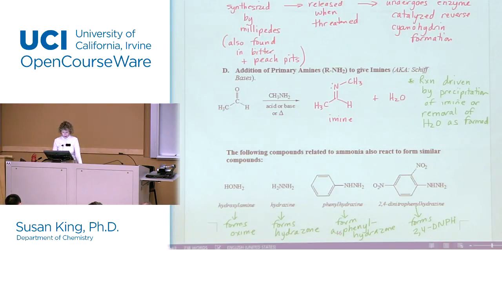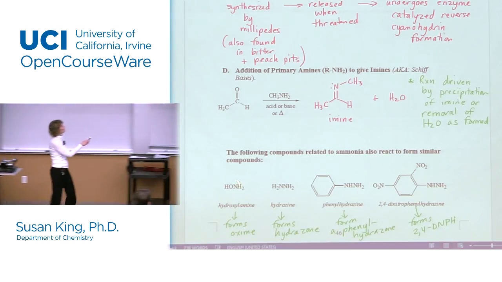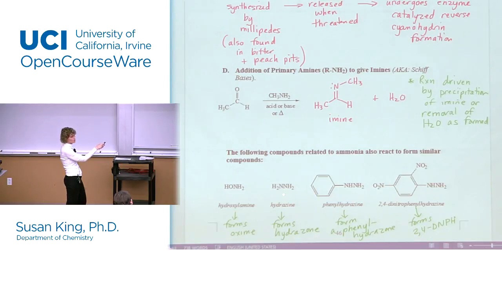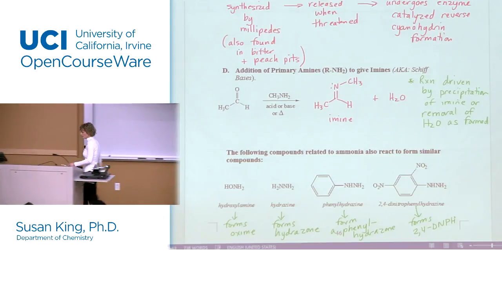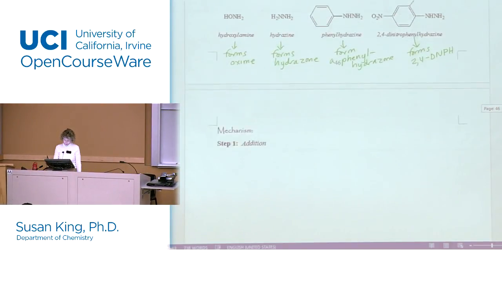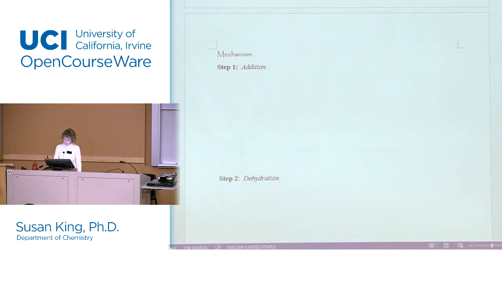And so these are very, very similar to an imine. So if you used hydroxylamine instead of this, in the place of the methyl, you'd have an OH right here, okay? If you use hydrazine, in the place of the methyl, you just have another nitrogen. You just have another amine. So it's just like that. The mechanism is going to be exactly the same. So let's do the mechanism.